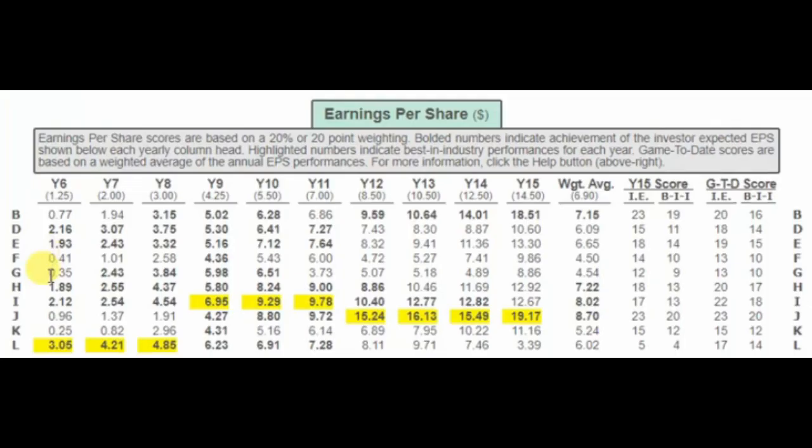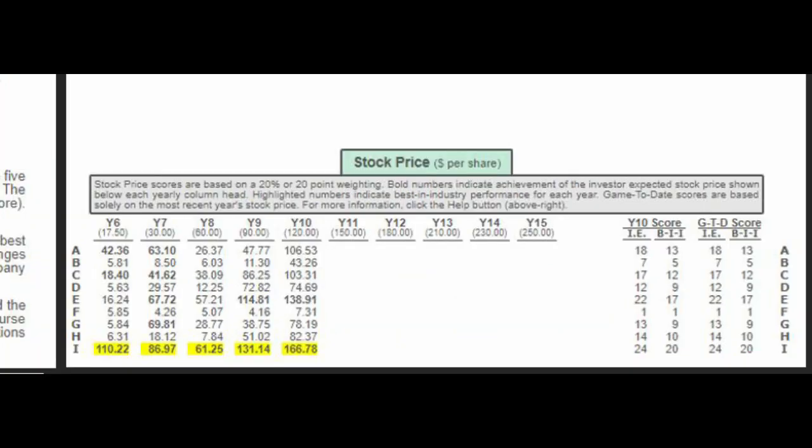Earnings per share should grow from 75 cents in year 5 to $1.25, $2, $3, $4.25 in year 9, $5.50, $7, $8.50, $10.50, $12.50, and finally $14.50 in year 15. Board members believe the company can increase its stock price from $12 per share all the way to $330.